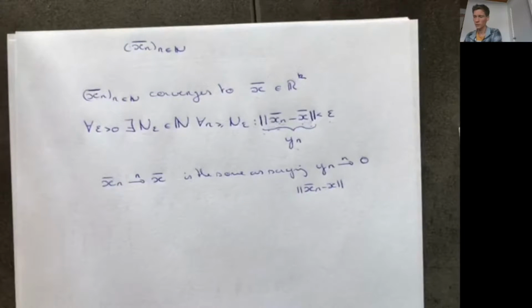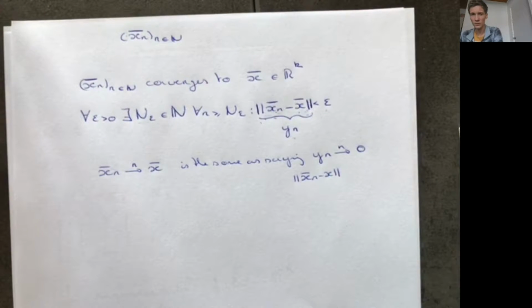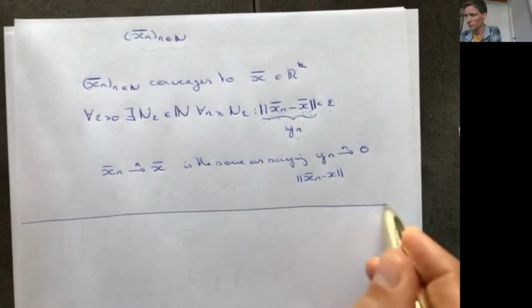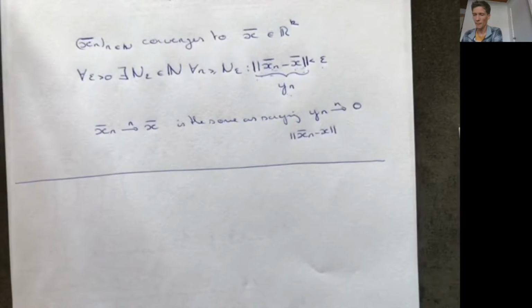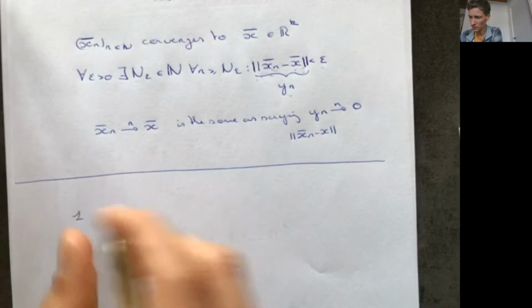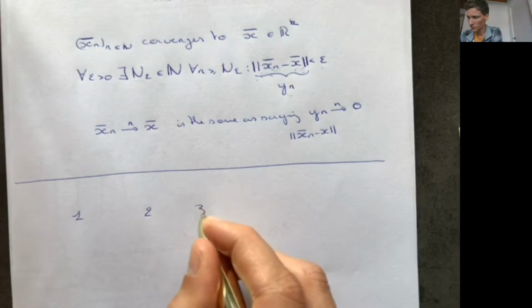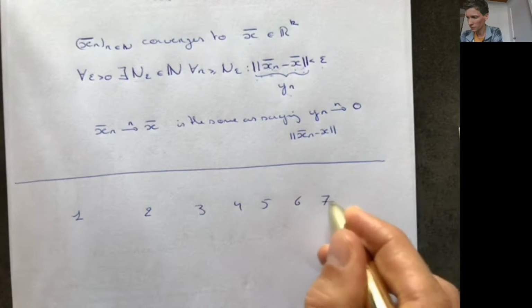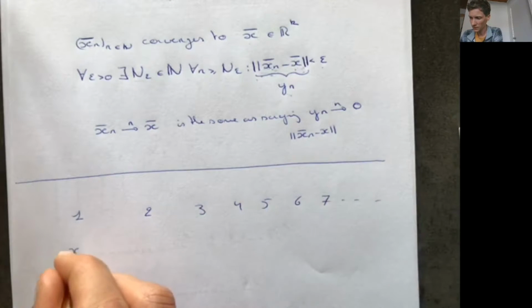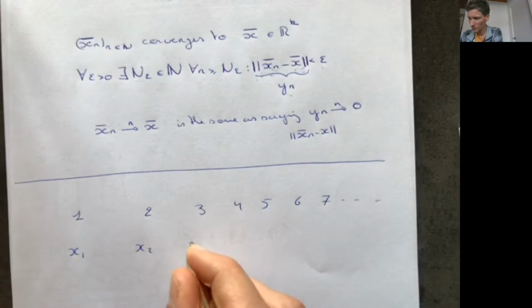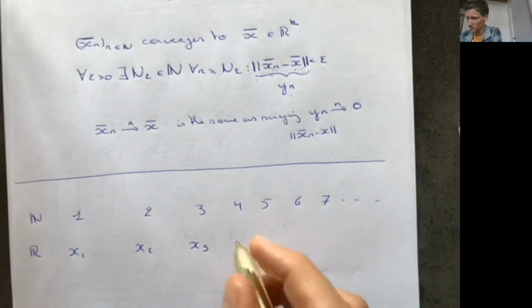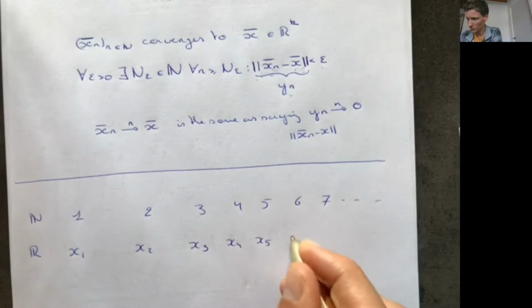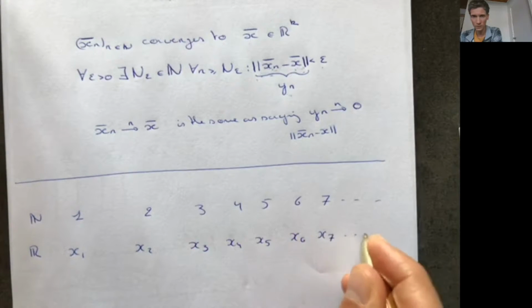So this is the definition of convergence of a sequence of vectors, which is very similar to a sequence of numbers, except that you have to make a few changes to the definition. You have also seen the concept of a subsequence. Remember 1, 2, 3, 4, 5, 6, 7. We again have the natural numbers, and then we had our numbers in R, x4, x5, x6, x7, and so on.